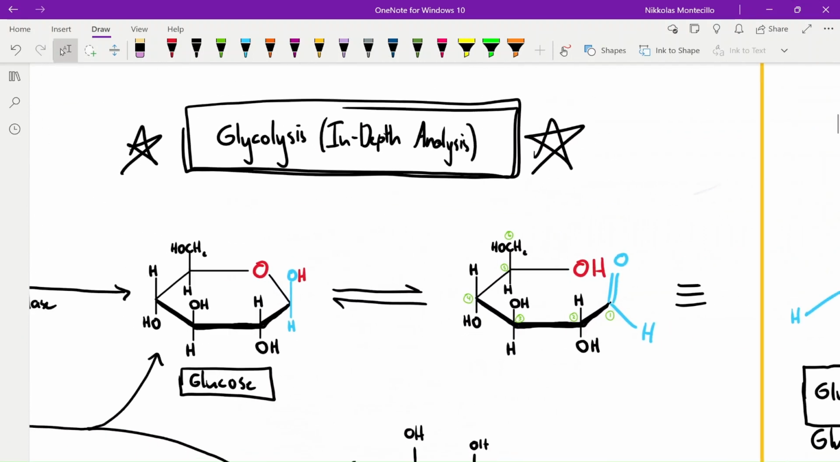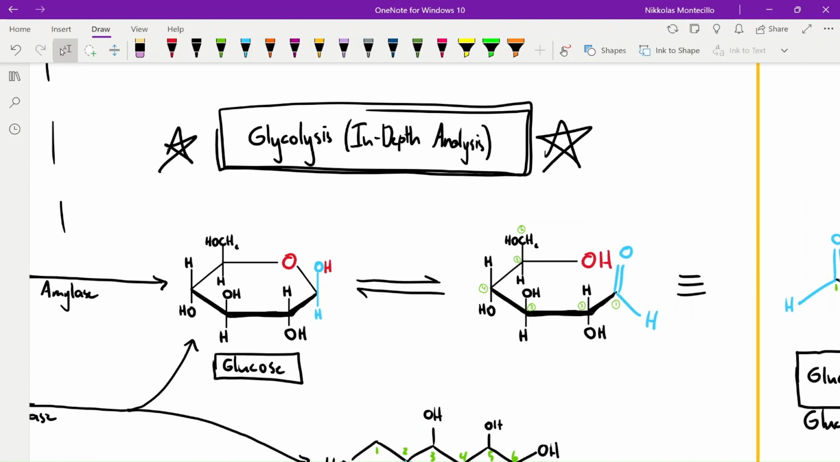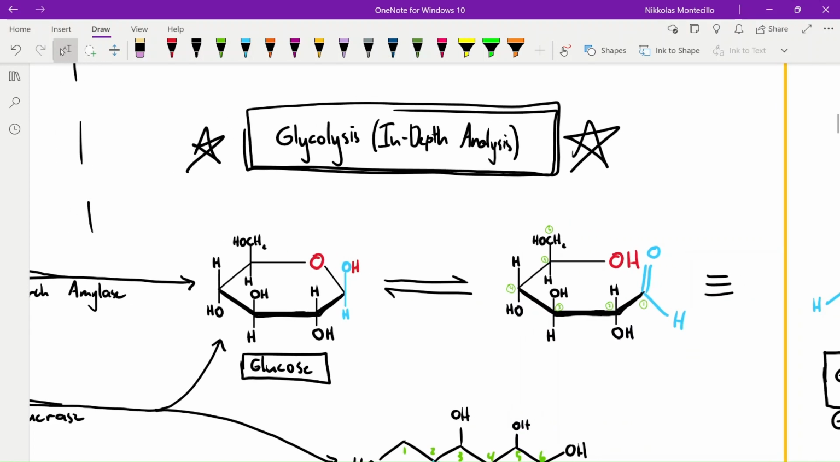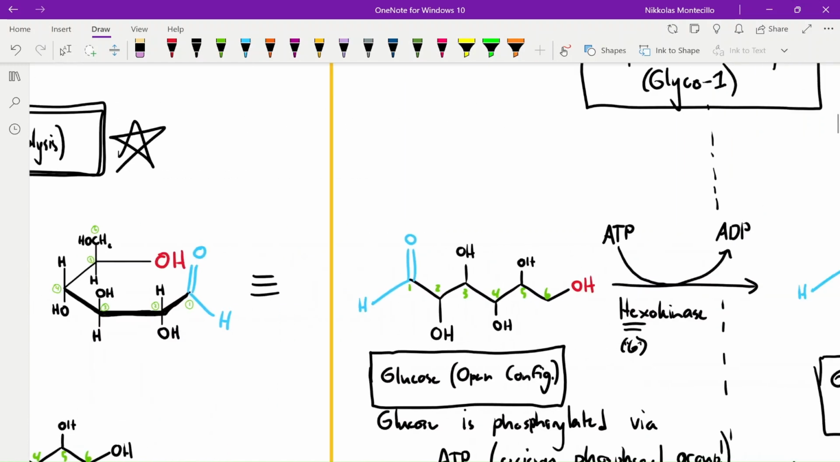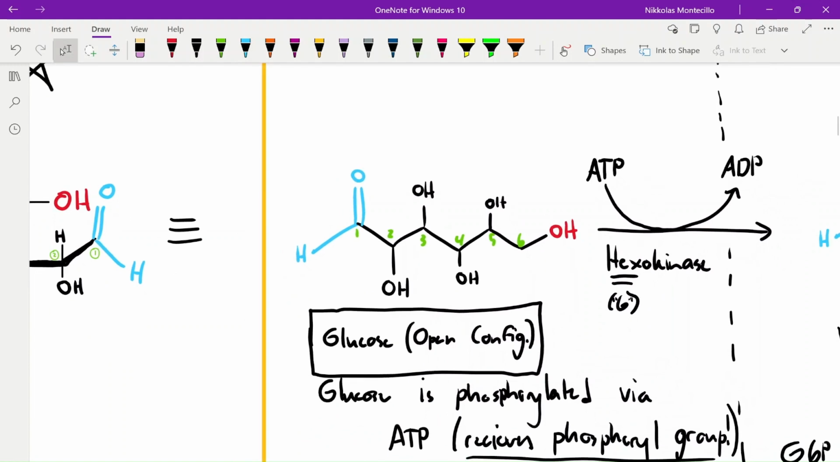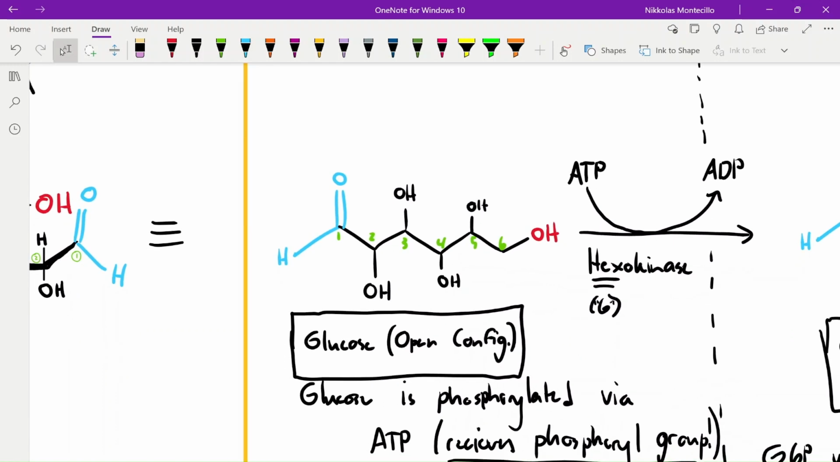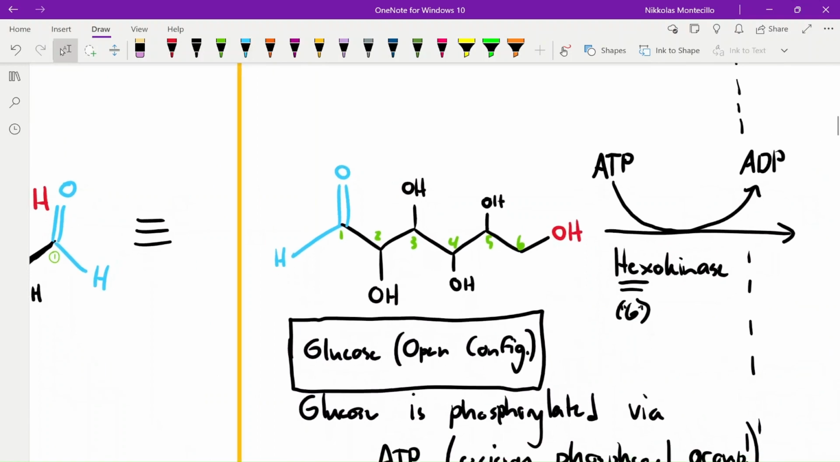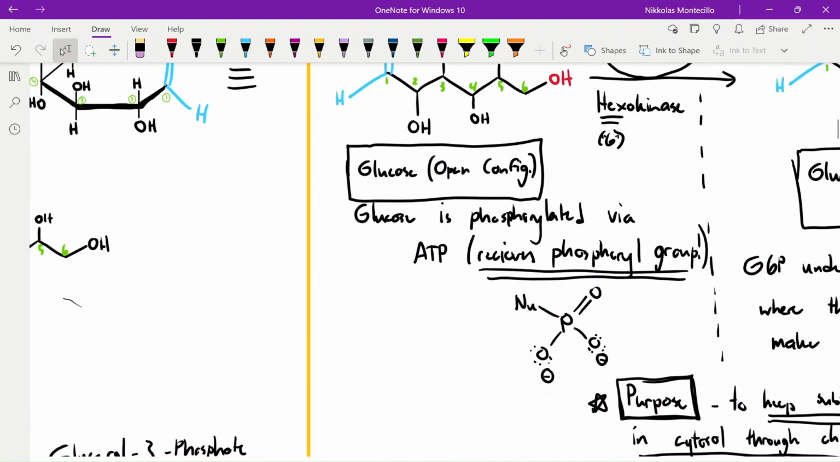So glucose here will essentially exist in equilibrium, where it exists in its open configuration form or its closed configuration, or cyclized form. This is its cyclized form, and this is its open form. For purposes of studying glycolysis, this is the form that we'll commonly use. Glucose in its open configuration. Okay.